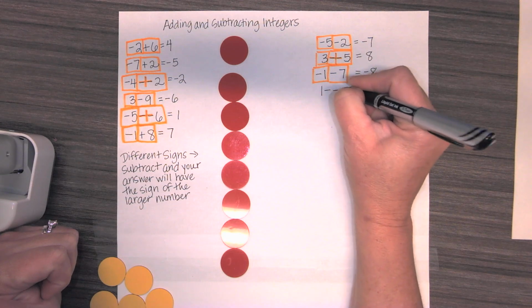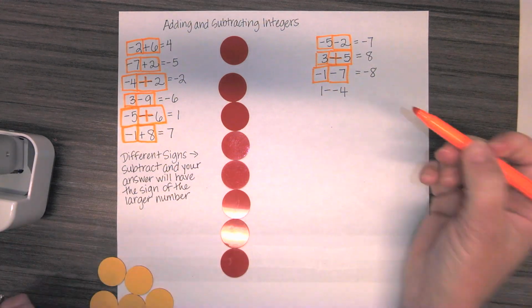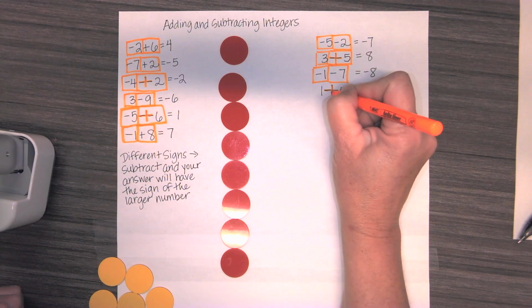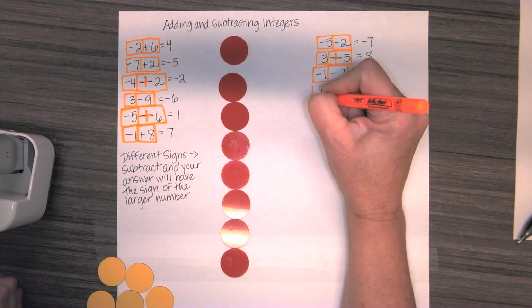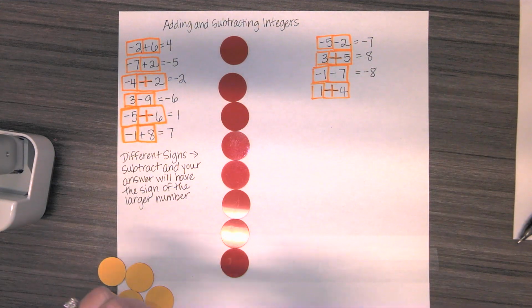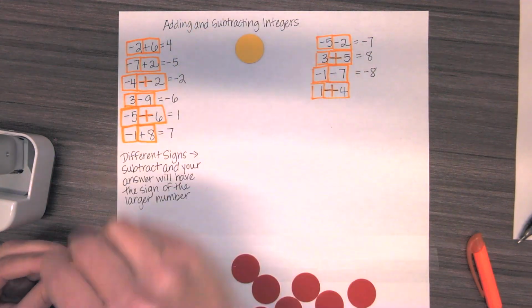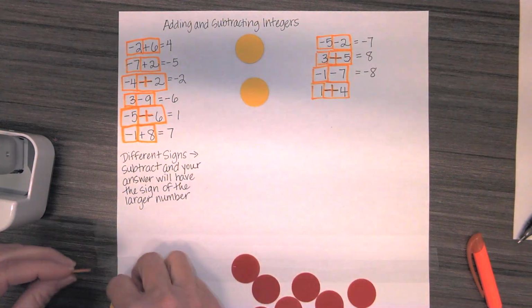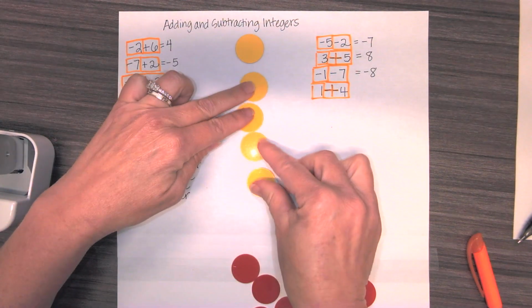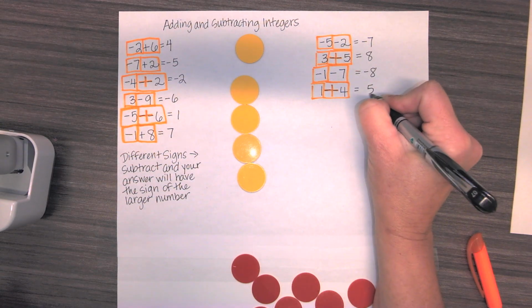Or let's see, one more. Well, I say one more. Let's do 2 more. 1 minus -4. Again, when you see that minus negative, you're going to change it to plus. Then you're going to see that you have a +1 and a +4. This time, all the chips will be yellow because they're all positive. +1 and +4 make +5.